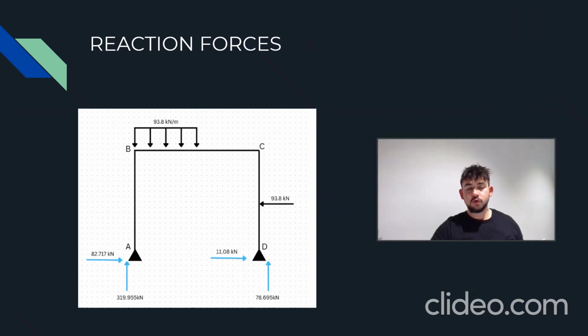And here is a visual representation of the final calculations for the reactions. As we can see, there are 2 vertical forces acting at the 2 joints, A and D. We've got 319.955 kilonewtons at A, and at D we have 78.695 kilonewtons occurring in the vertical direction, and then similarly we have 2 reactions in the horizontal, 82.717 at A and 11.08 at D.